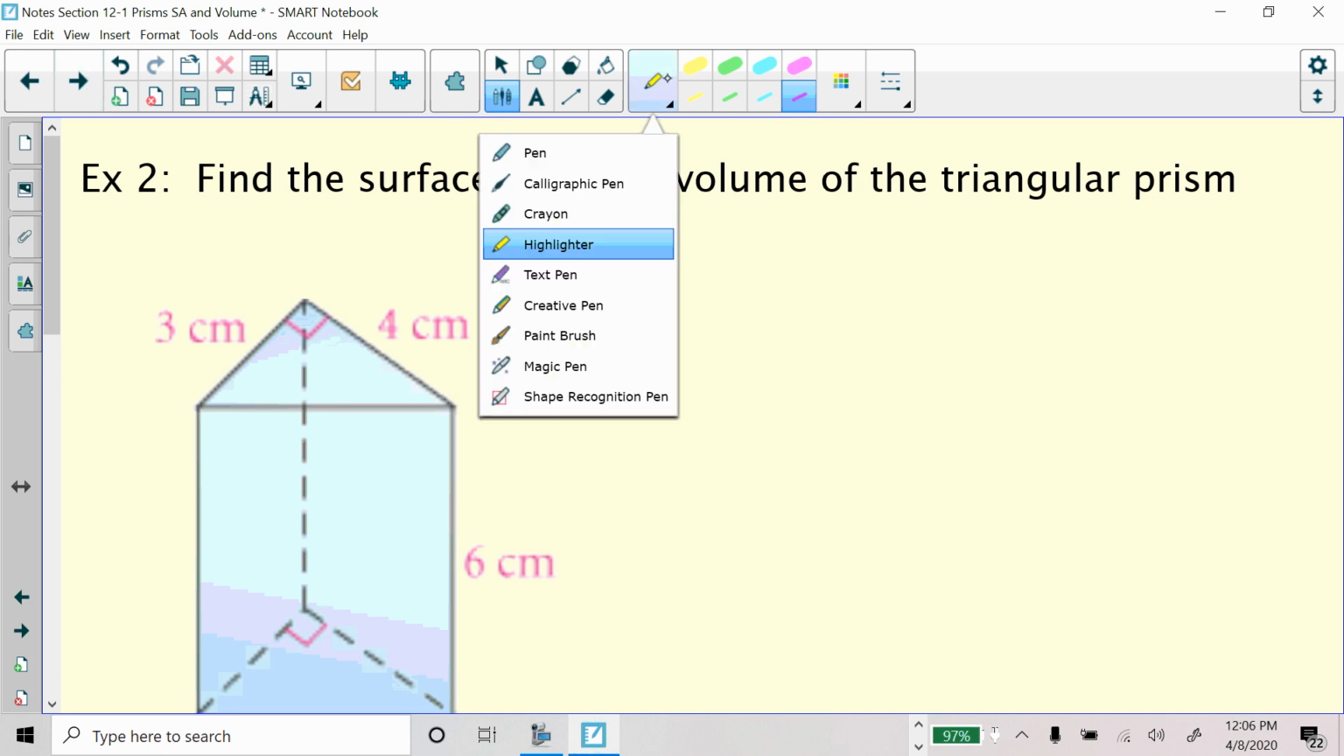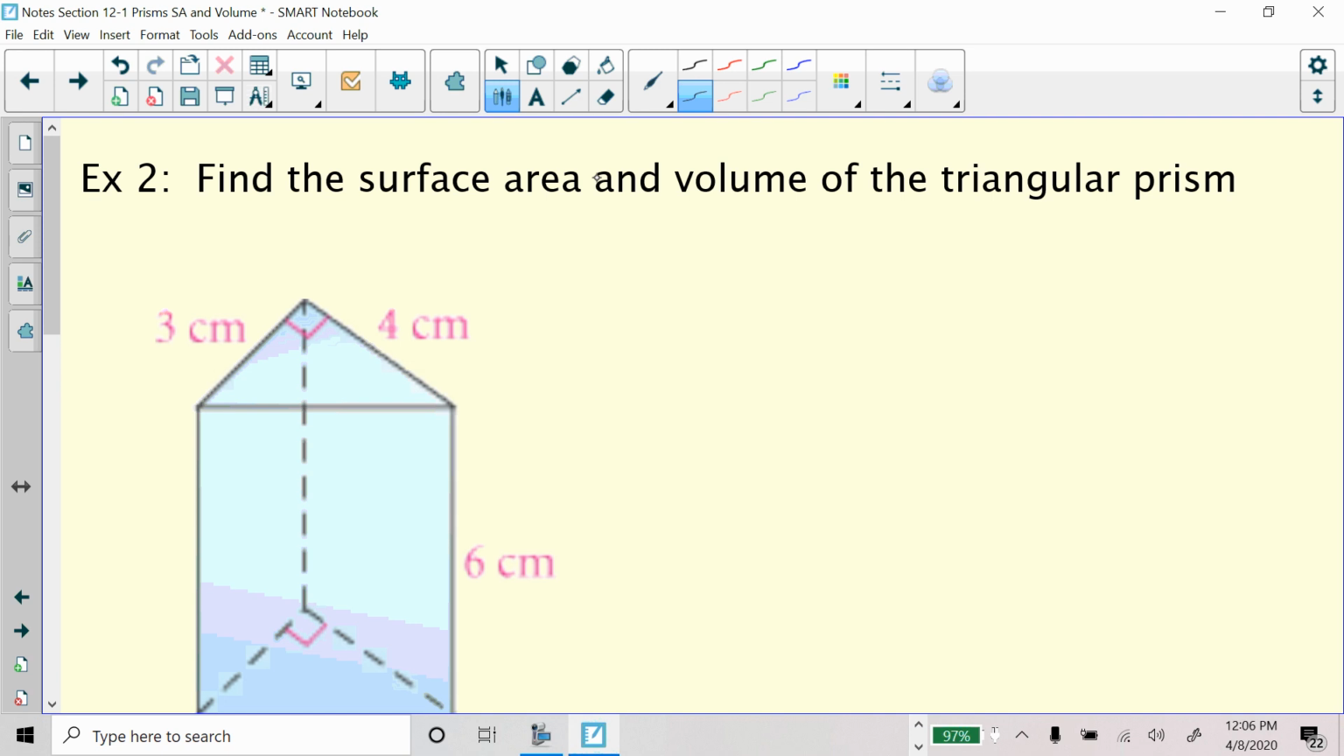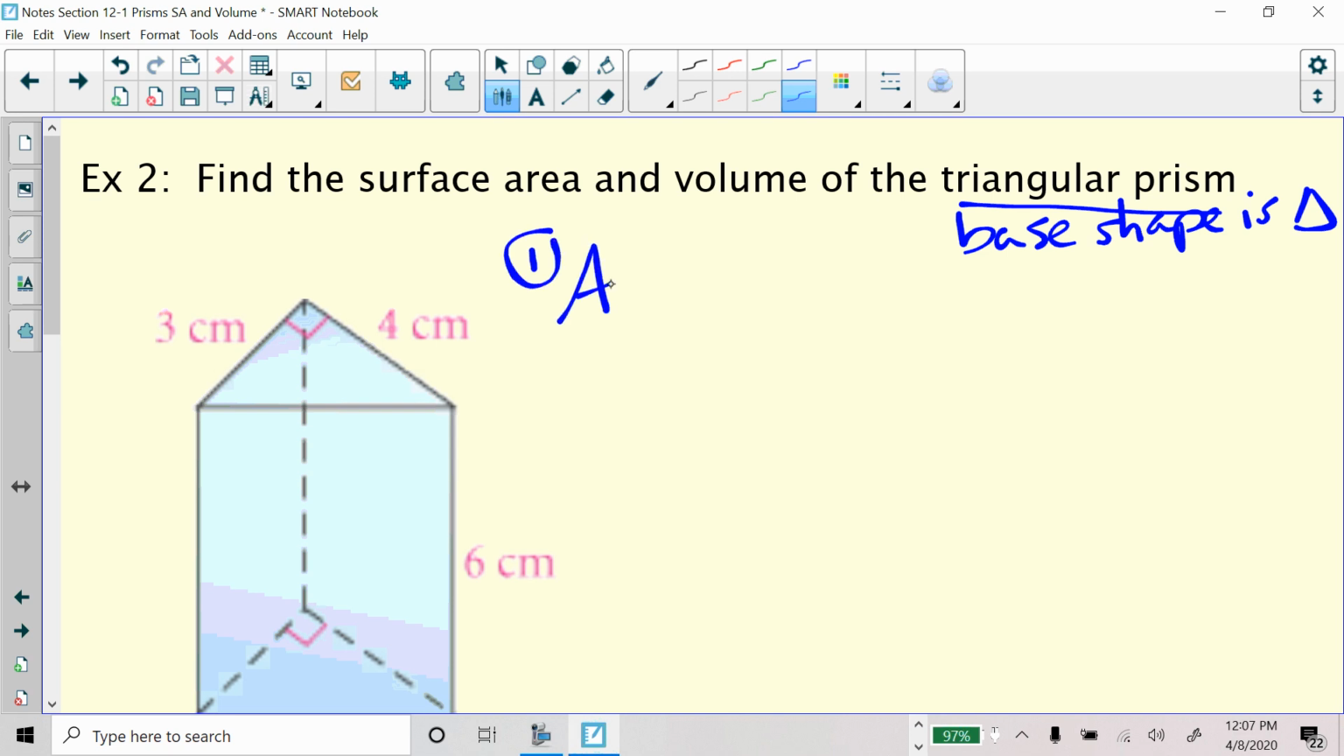And again, I want you to be careful that you make sure you identify what that base shape is, right? Obviously, it's a triangular prism, so the base shape is a triangle. And we're going to keep that in mind. So step one, the first thing we're going to do is find the area of the base shape. And how do we do that? We do base times height divided by 2.